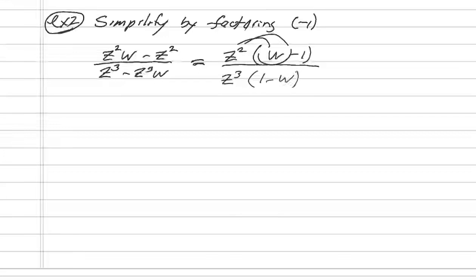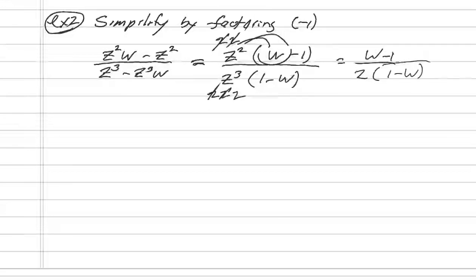Now, as you can guess, the z squareds, up on the top you have z times z, on the bottom you have 3 of them. So the 2 up here will cancel 2 of them down here. So that z cancels z, that z cancels z, and you're going to be left with w minus 1 over z times 1 minus w.